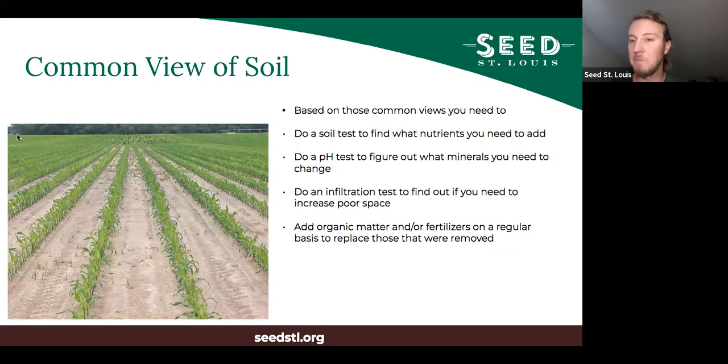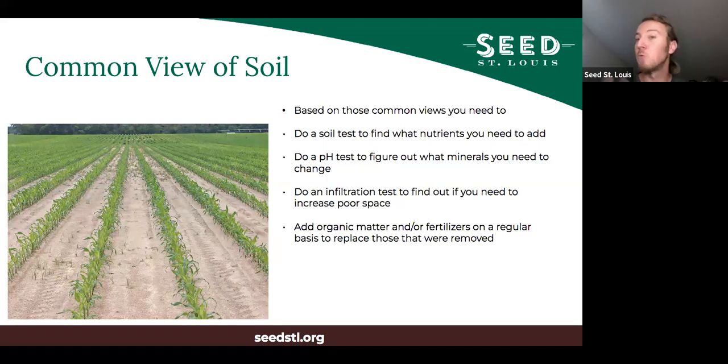Based on those common views, generally speaking, the recommendations are you need to do a soil test to find what nutrients you need to add to your soil. You need to do a pH test to figure out what minerals you need to add so that the pH will get into the right range that you want. You need to do an infiltration test to find out if you need to increase pore space through things like tillage, plowing, adding organic matter. And you need to add organic matter, so things like compost and or fertilizers, on a regular basis to replace nutrients that are being removed when you remove the plant and eat it.